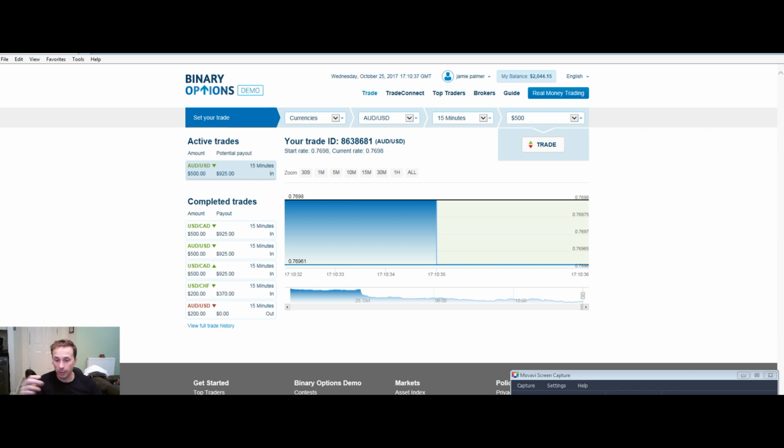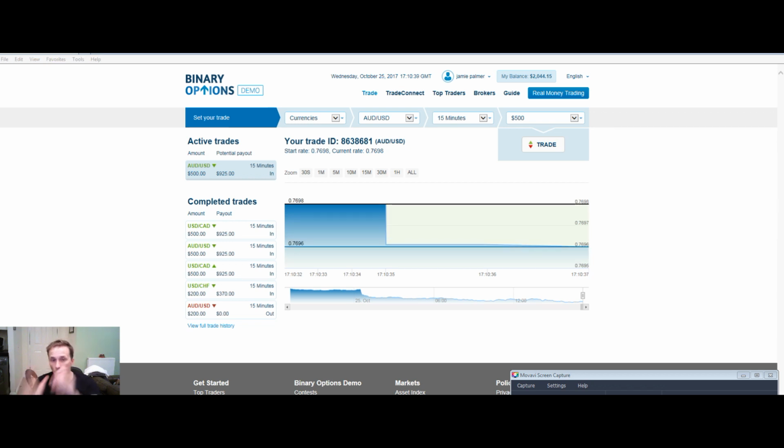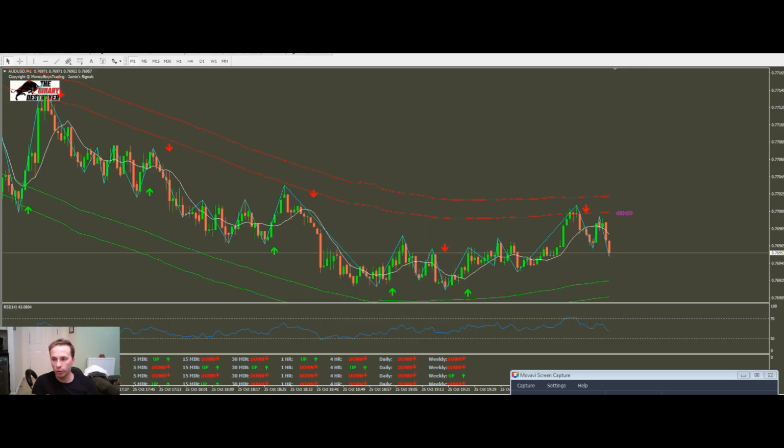AUD USD, I'm in. And I'll explain to you why I took this trade. Now, for those of you that aren't in the VIP group, you won't understand why I took it, because it's a bit different to the Binary Destroyer rules.